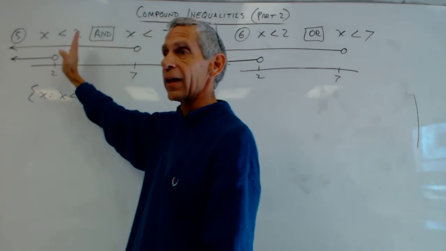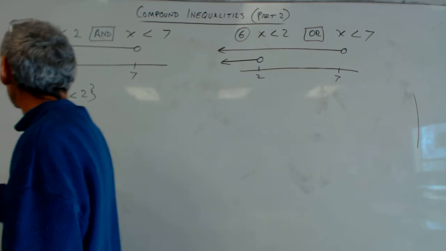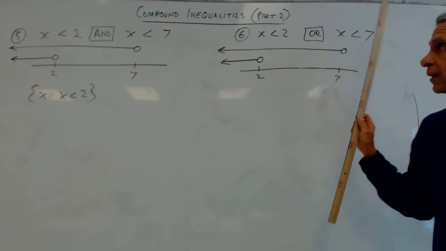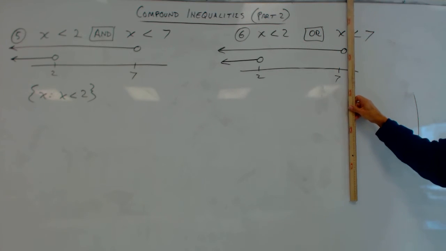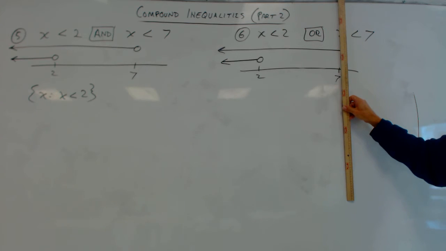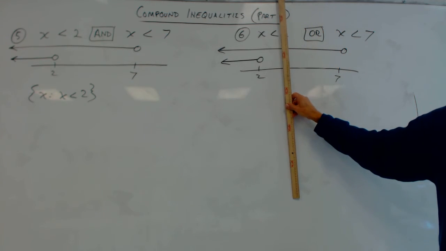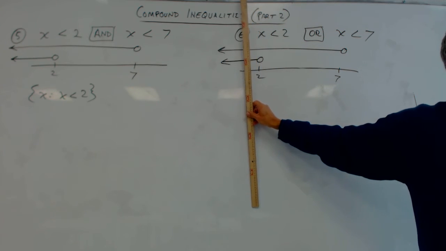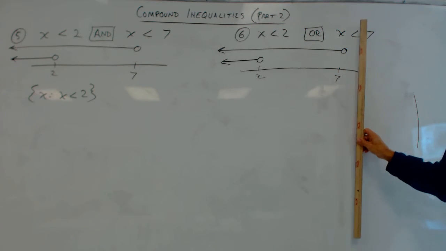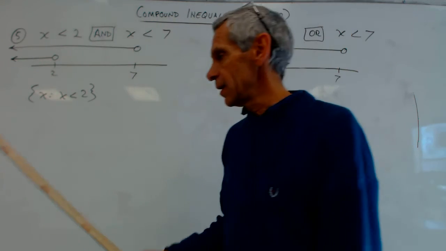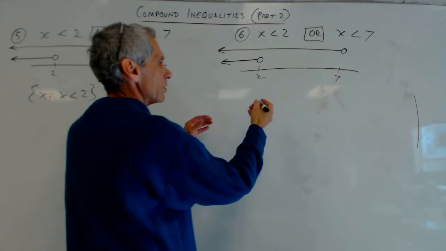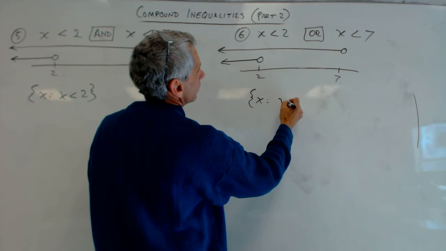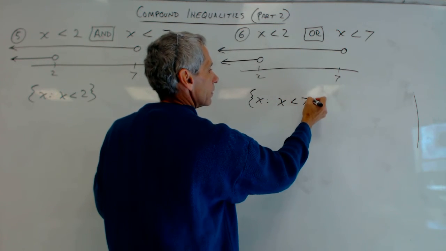I need two lines for 'and', right? Using my vertical thing, I need two lines. Boom, it starts there. For 'or', all I need is one line. No line, no line, no line, no line. Ah, I got a line now. It starts there. It goes. Oh, I got two lines. I don't care. This is an 'or', so I only need one line. 'And' means I need two lines. So my answer is the set of all x's such that x is less than 7. And I'm done.